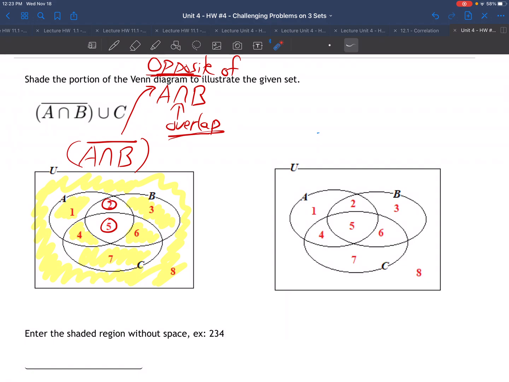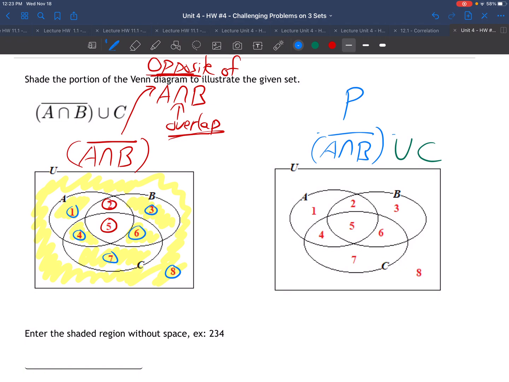Okay, so now I'm going to bring that answer over here. A overlap B opposite. And then we are uniting it with C. So I'm going to call this P. The answer we got from part 1, which is all these regions, every region except 2 and 5. Bring that over here. So I'm going to put a P for parenthesis in all the regions except for 2 and 5. Because those were the answers to the parenthesis region. So you see how we do this? We do the parenthesis part first on the first Venn diagram.